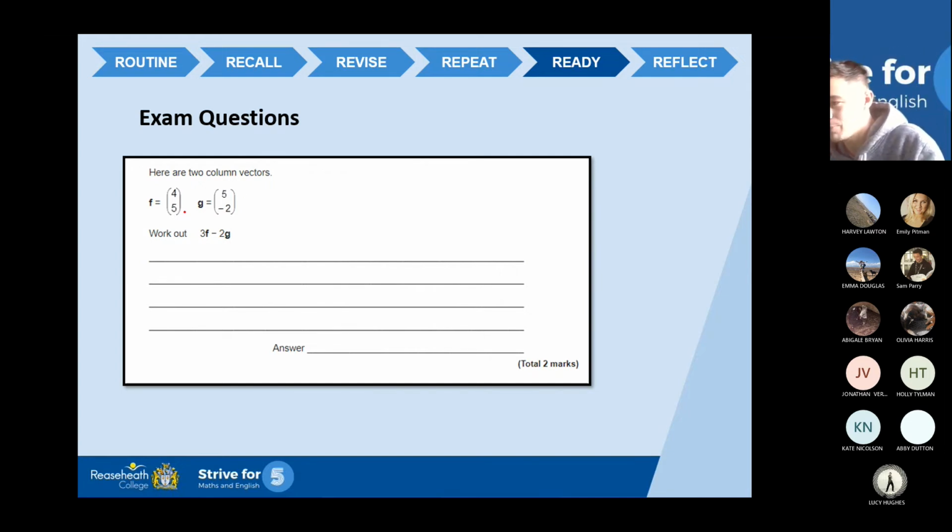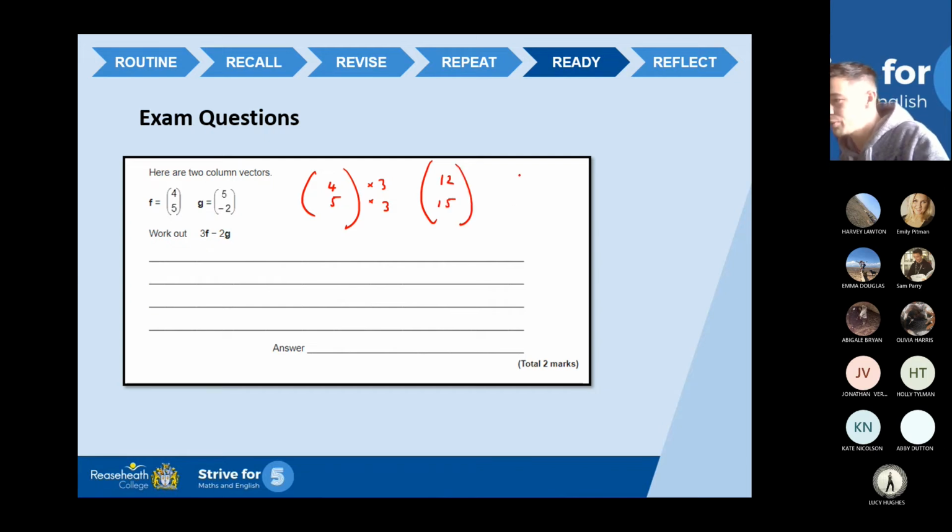Okay, this is a juicy one. So you've got F is (4, 5), G is (5, minus 2), and then 3F minus 2G. So let me do my working out here. We've got (4, 5). That needs to be times by 3, so times by 3, top and bottom. So that's going to be 12 and 15.